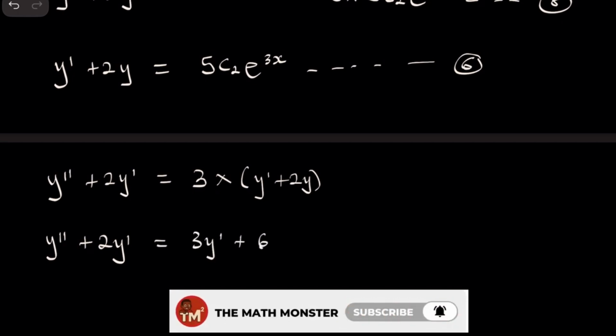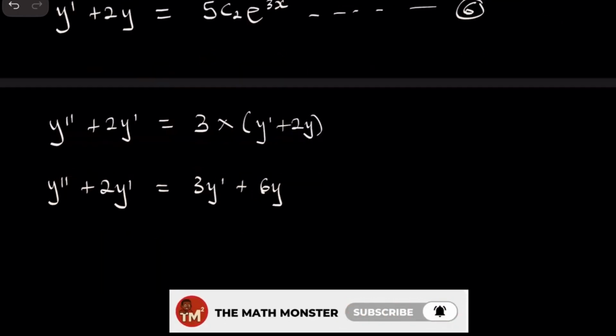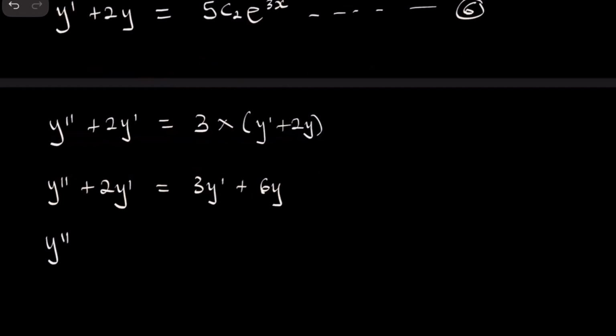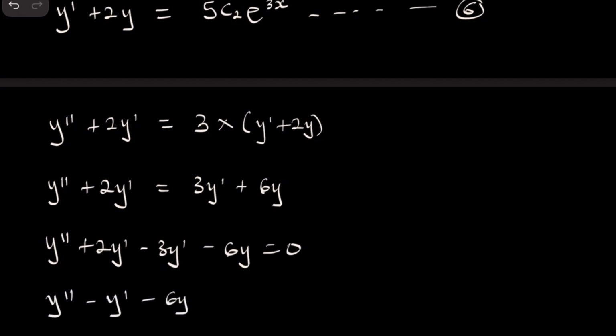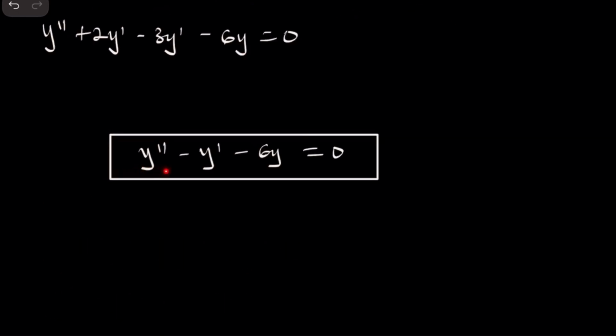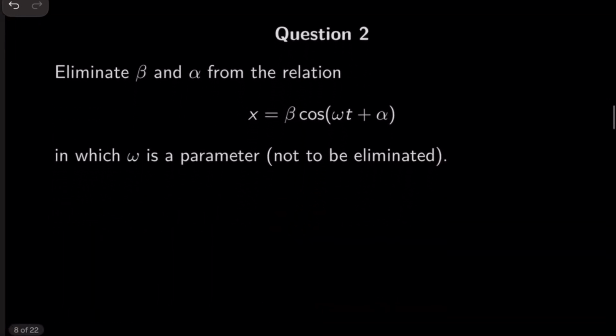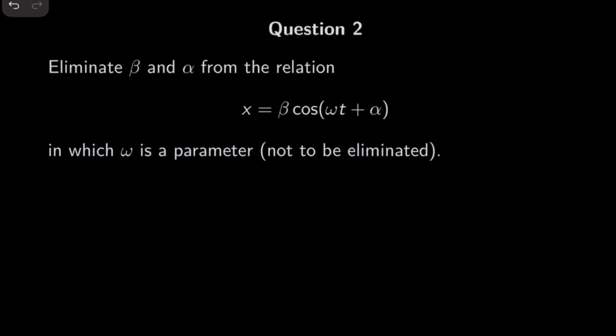prime plus 6y. Simplifying further, we are going to have y double prime plus 2y prime minus 3y prime minus 6y is equal to 0. We are going to have y double prime minus y prime minus 6y is equal to 0. Hence, the required differential equation is given below. Now let's try question 2.